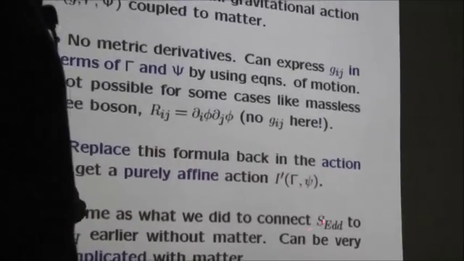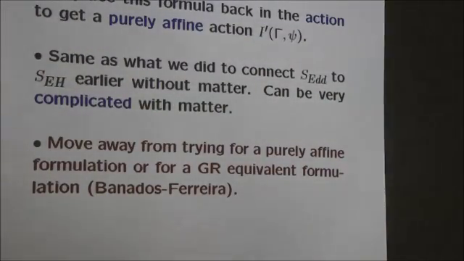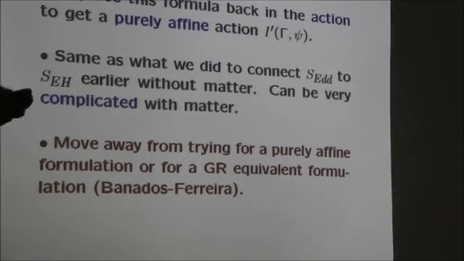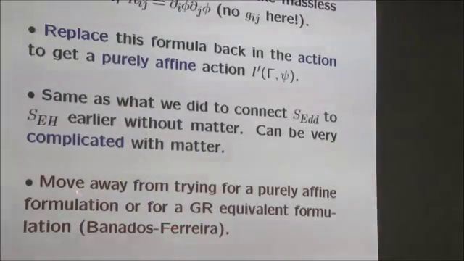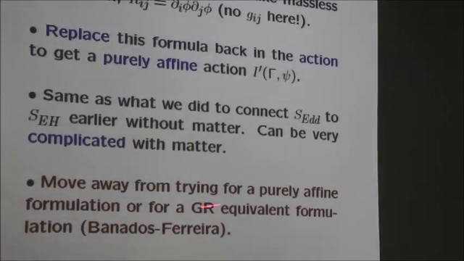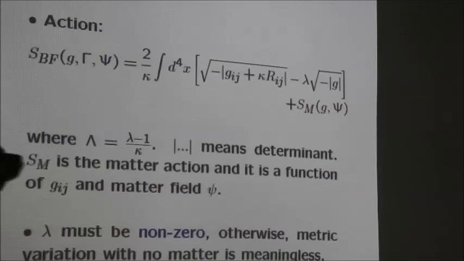And that is exactly what Eddington and Einstein did, the same thing in a more genuine context. But the main thing is that you would like to know a much easier way of coupling matter. That is the idea. Now how do you do it? That was the most obvious way, but somehow people didn't talk about it. So you move away from trying for a purely affine formulation or a GI equivalent formulation, and that's what they did. What did they do? They did something absolutely trivial.